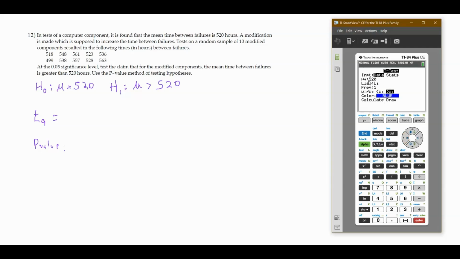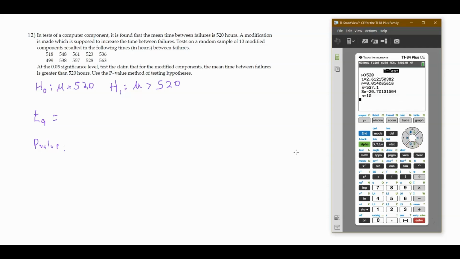And when I choose data, I still put in my mu0, which is 520. And then I choose my list. I tell it what list my data is in, second 1 for L1. It was already there, but if it wasn't, that's how you do that. Put the frequency at 1, choose your alternative, and then hit calculate.